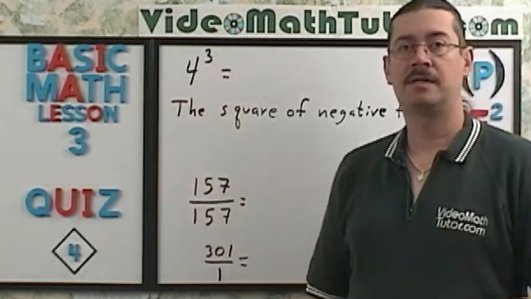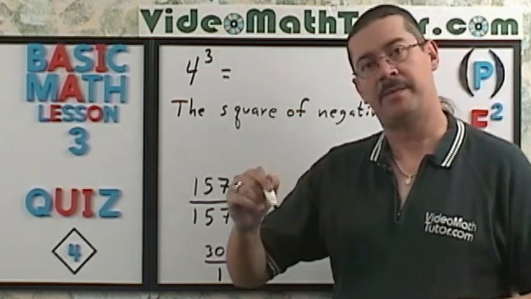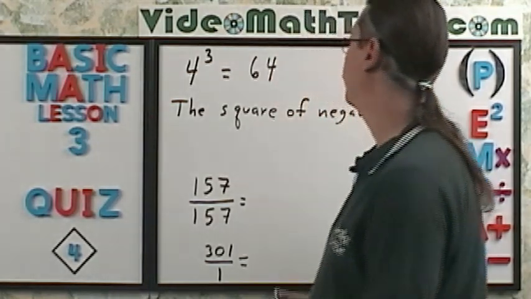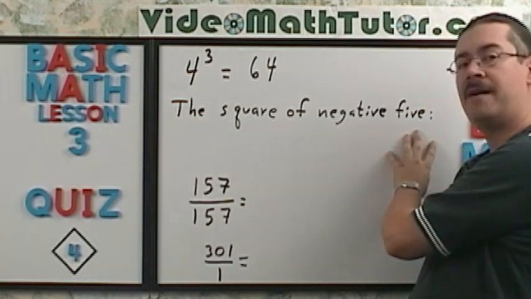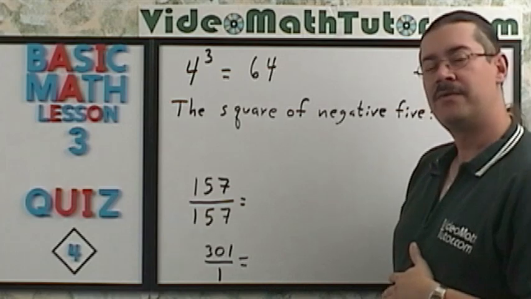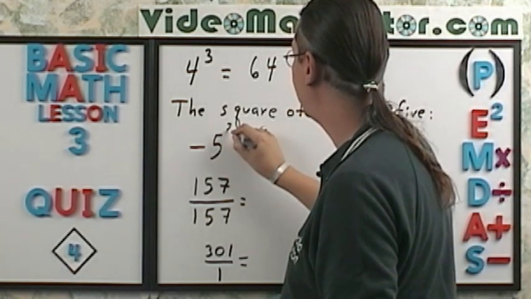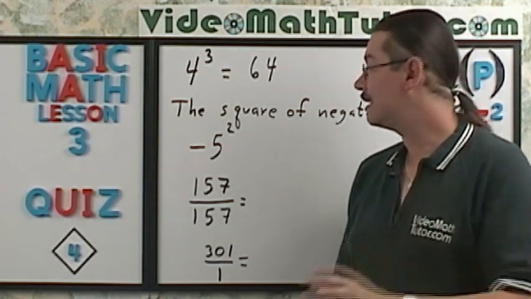4 cubed is 4 times 4 times 4. You can use your calculator or write it out by hand. The answer is going to be 64. Now, the next one, the square of negative 5. Okay, so how would we write that out? Would this be okay? Here's negative 5, I want to square it. Is that okay? Well, no, because what's our order of precedence here?